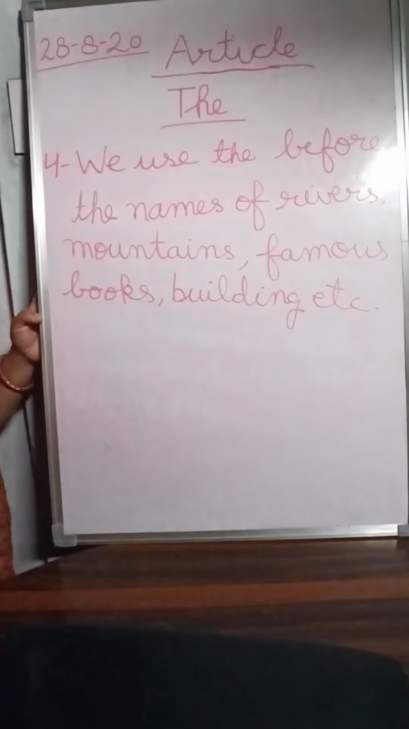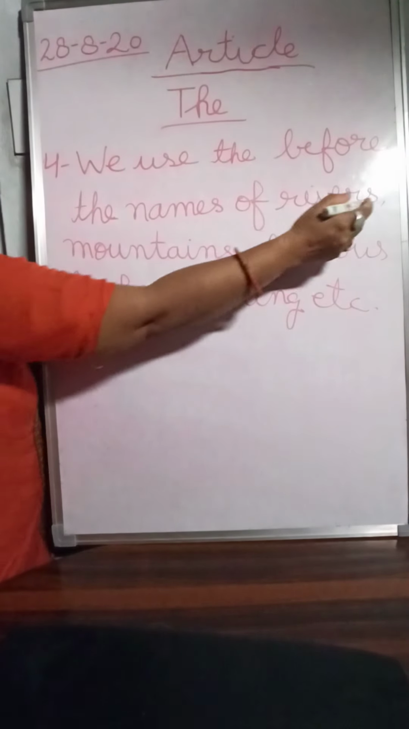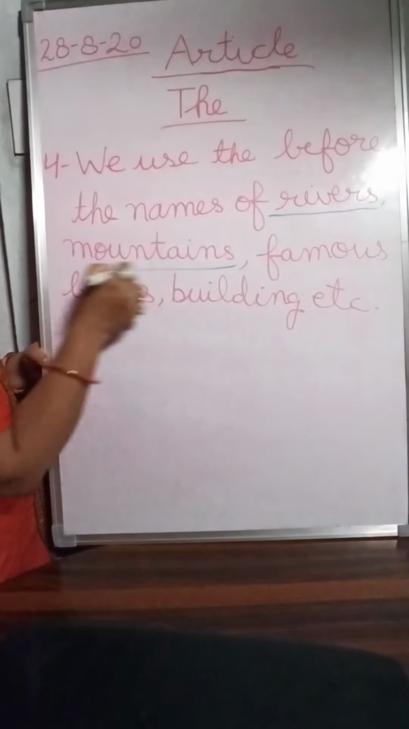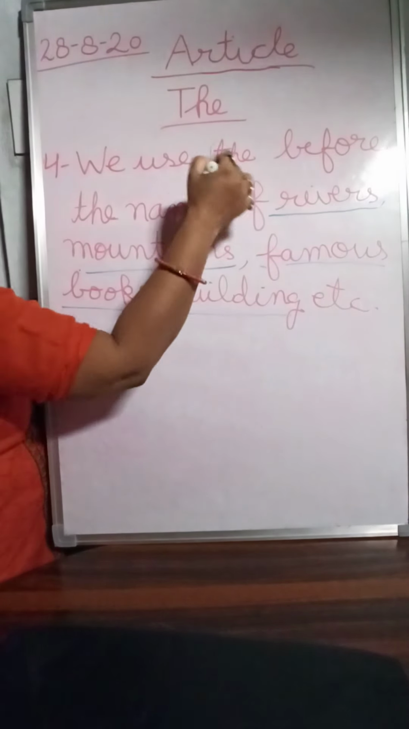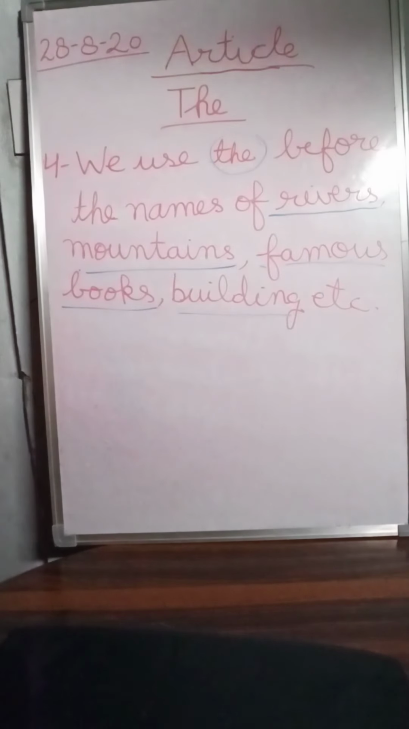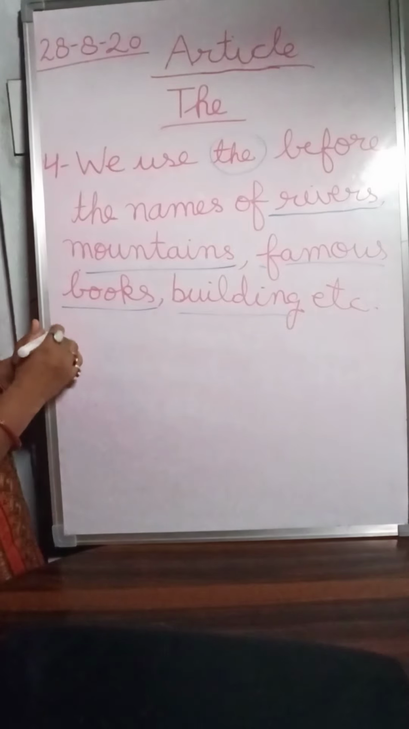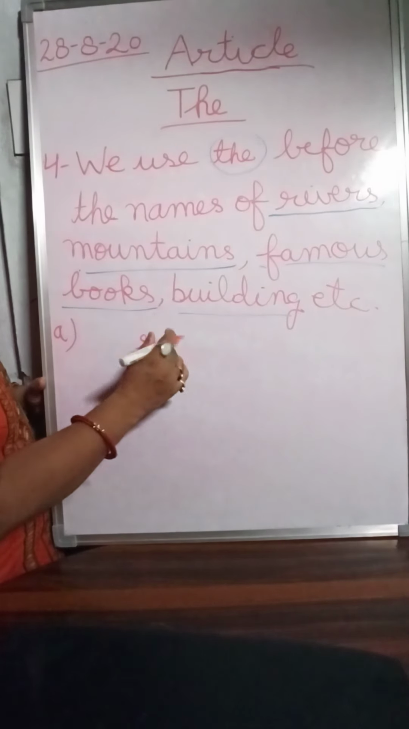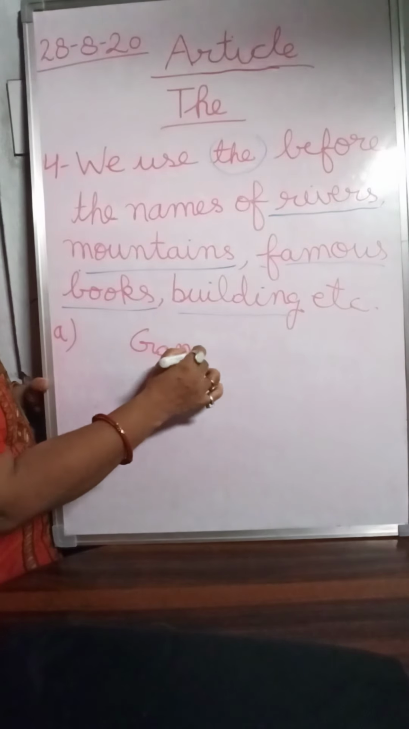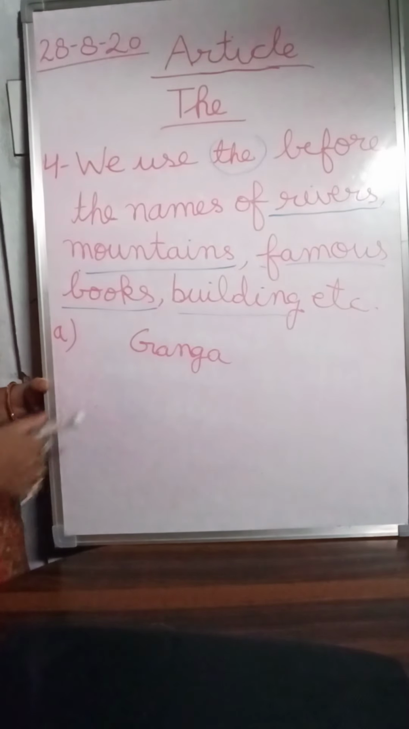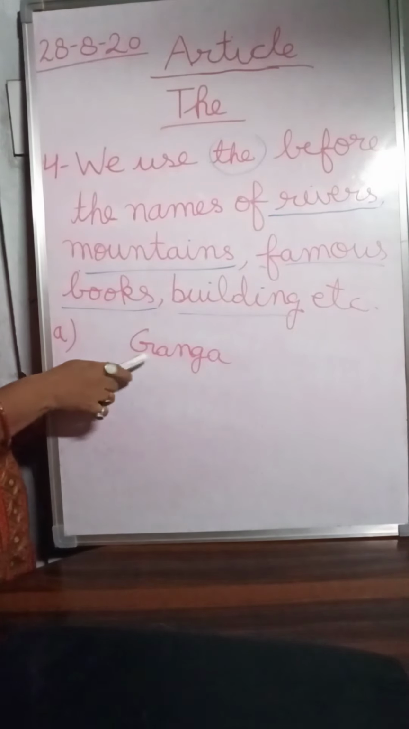Okay. You do not have to think much here. If you are talking about rivers, mountains, famous books, buildings, then you will use article the. Okay. Now see, I am writing some examples. You say the Ganga. See here we have written the G capital because Ganga is the name of a particular river.